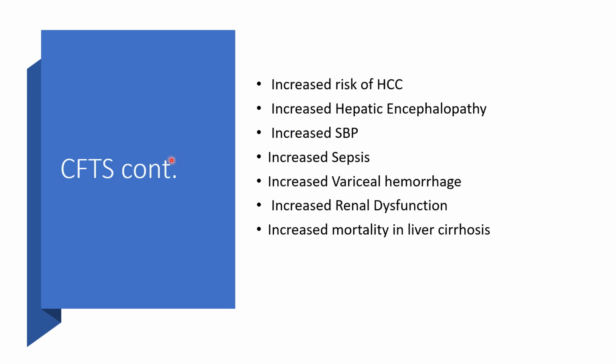Still talking about hepatogenous diabetes, there will be increased risk of hepatocellular carcinoma because the problem is in the liver with liver cirrhosis, and one of the complications of liver cirrhosis is hepatocellular carcinoma. Also, hepatic encephalopathy, spontaneous bacterial peritonitis, sepsis, variceal hemorrhage, all these will occur in liver cirrhosis. Renal dysfunction and mortality associated with liver cirrhosis is what is going to be associated here. In fact, because of the presence of this diabetes, there will be increased mortality in liver cirrhosis.